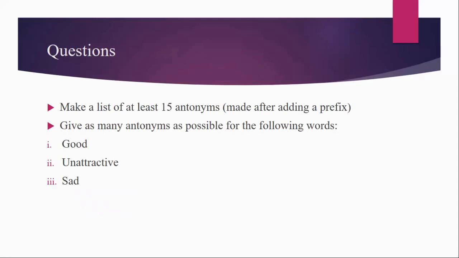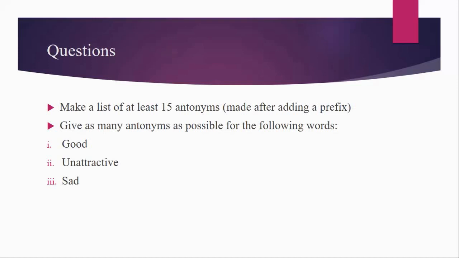So you have to create a list of at least 15 words that have become antonyms after adding a prefix. Make a column: write important, and the antonym would be unimportant. Advantage, the antonym would be disadvantage, right? Encourage, discourage, right? So this is the first task that you need to do for your self practice.